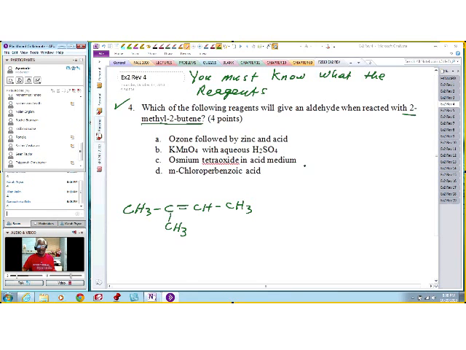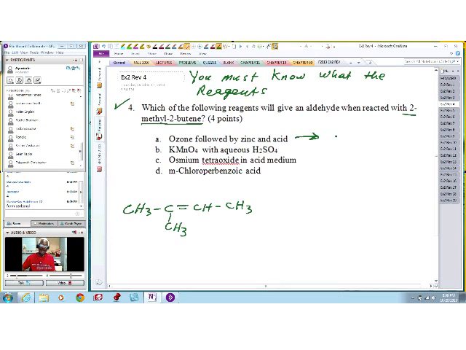Now, the next part of this question is to know what each one of these reagents will do. So let me help you out here. This here, ozone followed by zinc and acid. Does anybody know what that would do? Can you pick up the mic or send me the information through the chat window? Ozone followed by zinc and acid. Okay, very good. So what that will do is form carbonyl.